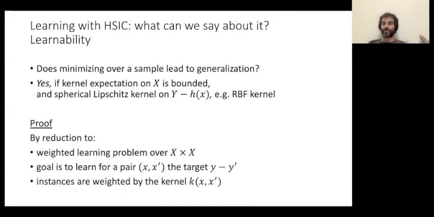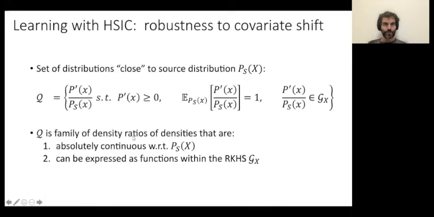And the proof, I won't go into the details, but basically we can reduce this to a weighted learning problem over X cross X, a Cartesian product of X with itself. And then we can make a reduction to standard learning theory using Rademacher complexity. So if the hypothesis class has bounded complexity, everything works well. So we show this works as a learning objective, but does it work for what we wanted to do? Does it actually help us protect ourselves against these covariate shifts?